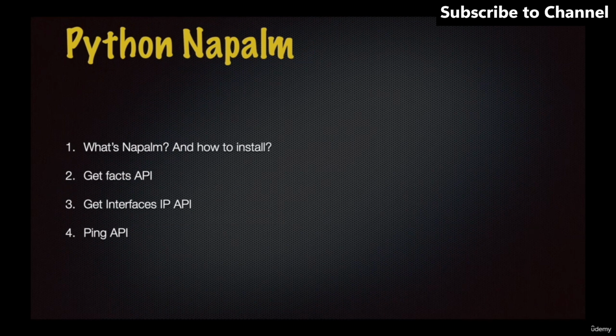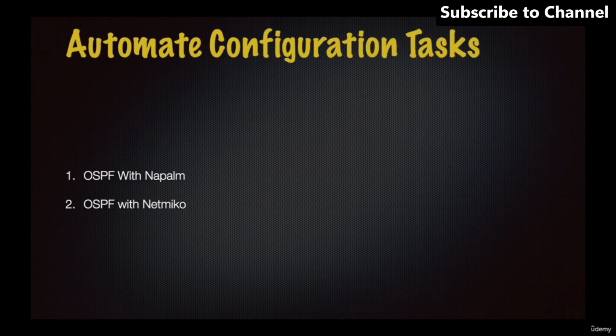Next module is Python Napalm. We will get information about what Napalm is and how to install it, and we will get information about the different APIs of Napalm: Get Facts API, Get Interfaces IP API, and Ping API. Next module is Automate Configuration Tasks, with OSPF configuration as an example to make it automated for Huawei routers. We will build automated scripts with Napalm and Netmiko to configure Huawei routers with OSPF.